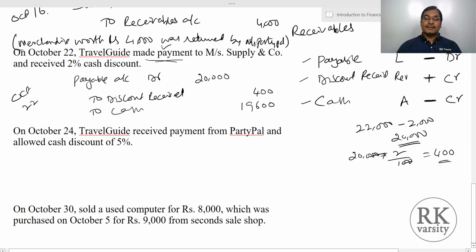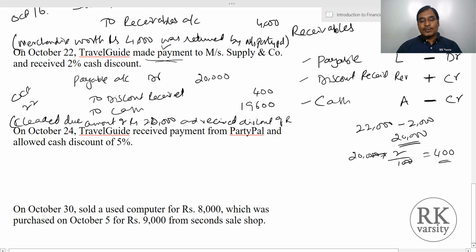19,600 is the cash that you paid. So here we write a narration saying that cleared due amount of rupees 20,000 and received discount of rupees 400, and net cash paid is 19,600.